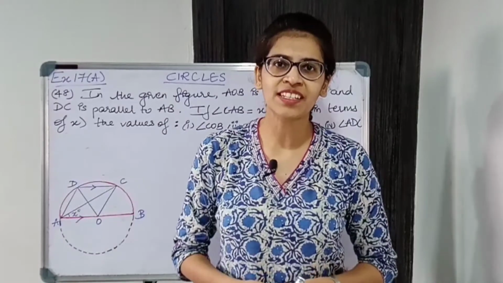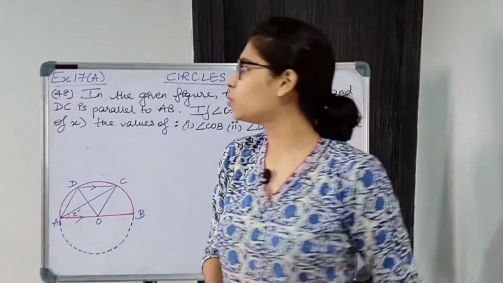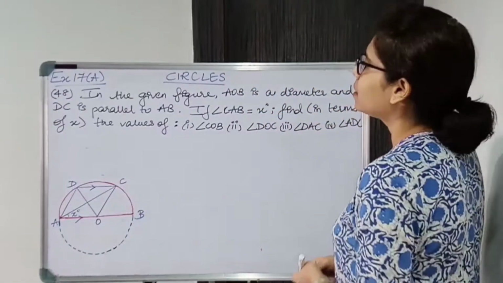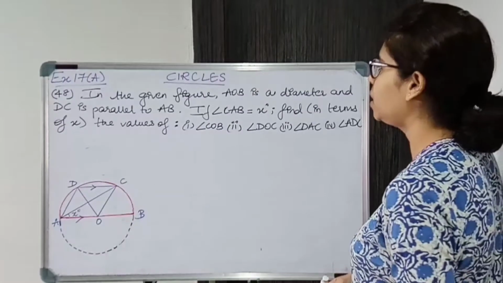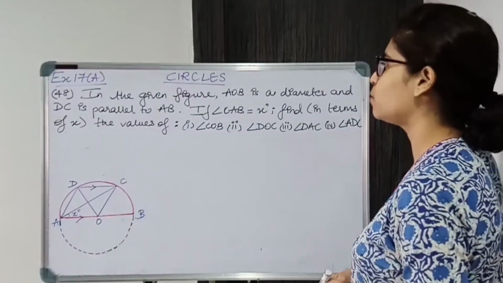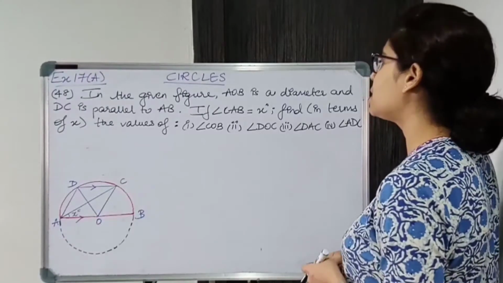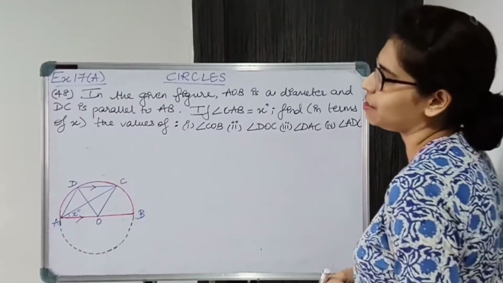In this video, we'll continue with exercise 17A from chapter Circles. So starting with question number 48. In the given figure, AOB is a diameter and DC is parallel to AB. If angle CAB is equal to x degrees, find in terms of x the values of first part angle COB, second part angle DOC, third part angle DAC and fourth part angle ADC.